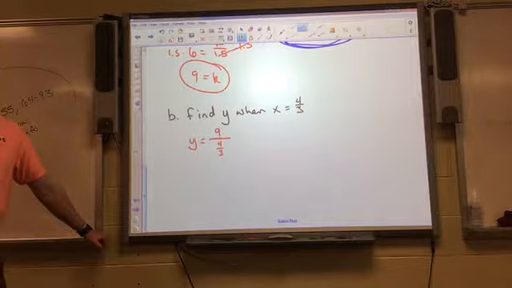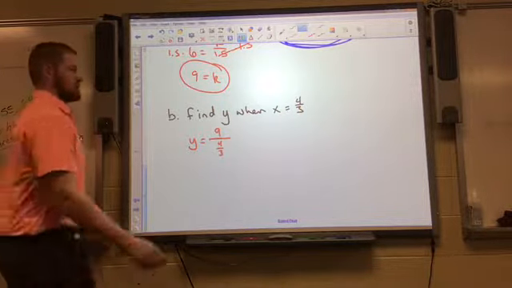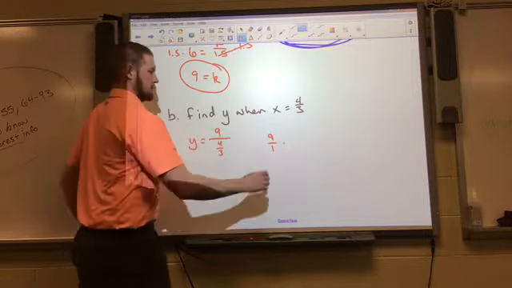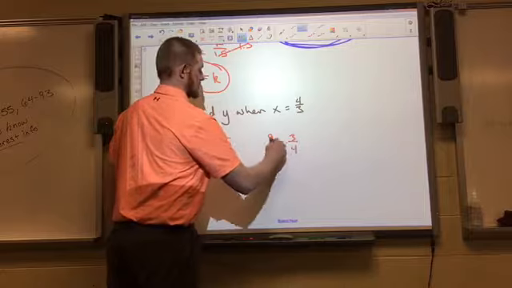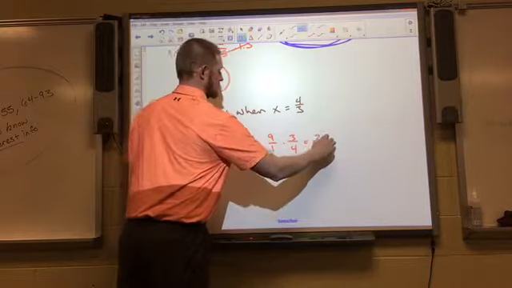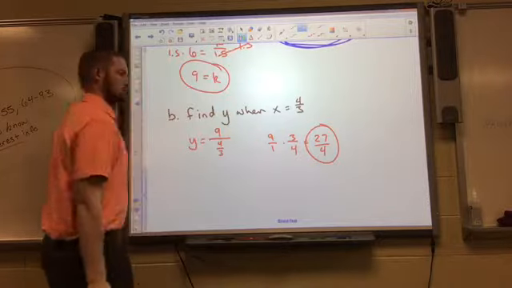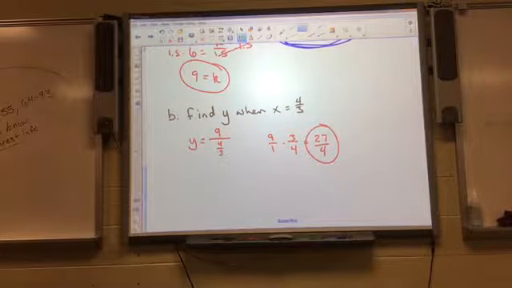When I divide by a fraction, I flip it and multiply, so I have 9 over 1 times what? 3/4. 9 times 3 over 4. So y equals 27/4.